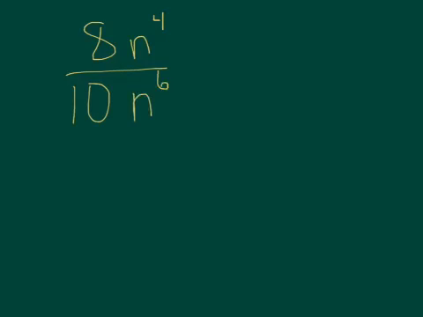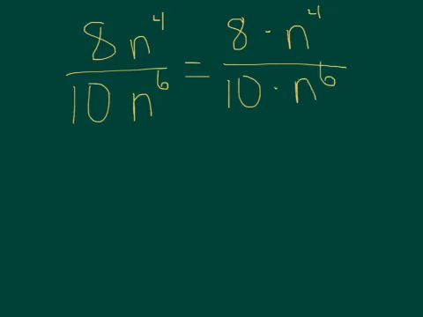Now, sometimes we put some of these rules together with division. For example, if I have 8n to the 4th over 10n to the 6th, the best way to understand this, I think, is to factor this out a little bit and say the top is going to be 8 times n to the 4th, and the bottom is going to be 10 times n to the 6th. That way we can look at this part right here, this 8 over 10, which is really a fraction. It's 8 divided by 10, but it's also 8 parts of 10.